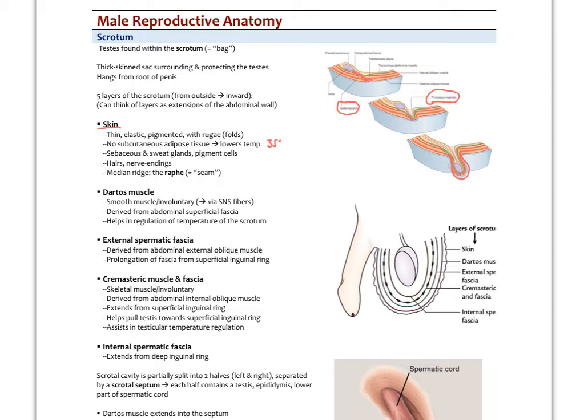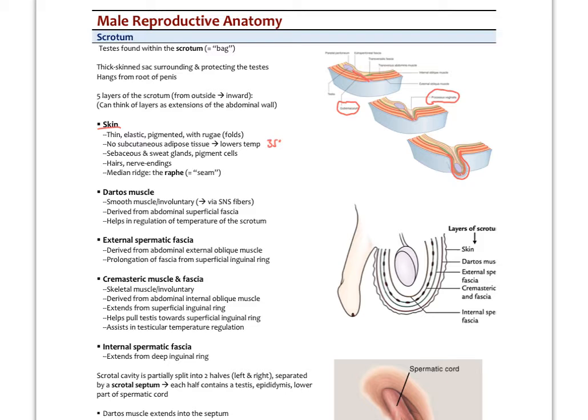And then there's a medial ridge called the raphe, or seam. The scrotum itself, I'll just say, is analogous to the labia majora in females. So those are analogous structures. The next layer in from the skin is the dartos muscle, and that's actually under involuntary control. It's smooth muscle via sympathetic fibers, and that's derived from the abdominal superficial fascia. And this also helps regulate the temperature of the scrotum by pulling the testes up or down.